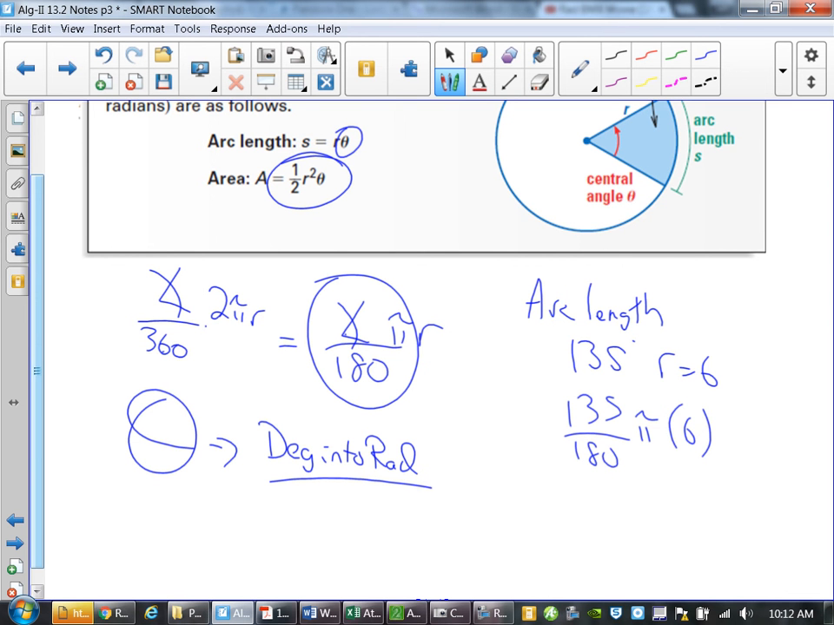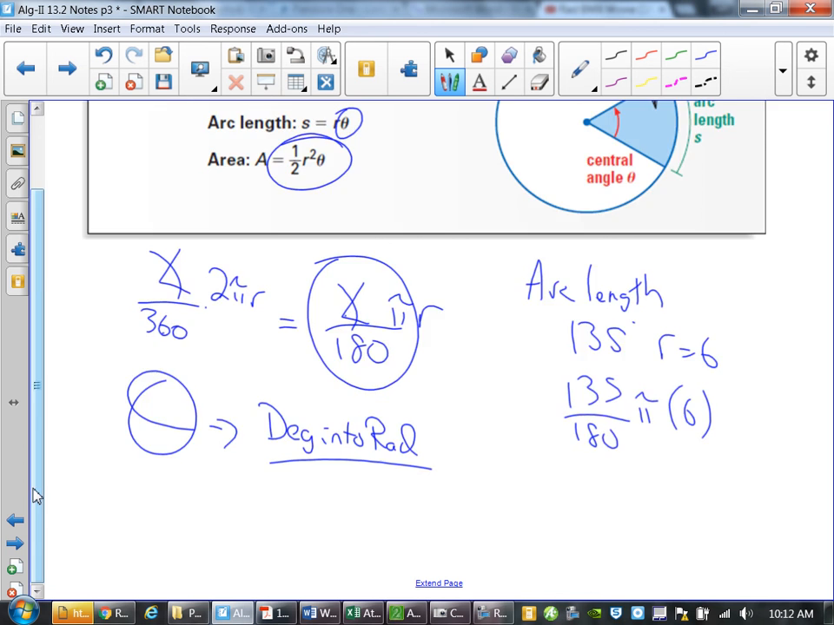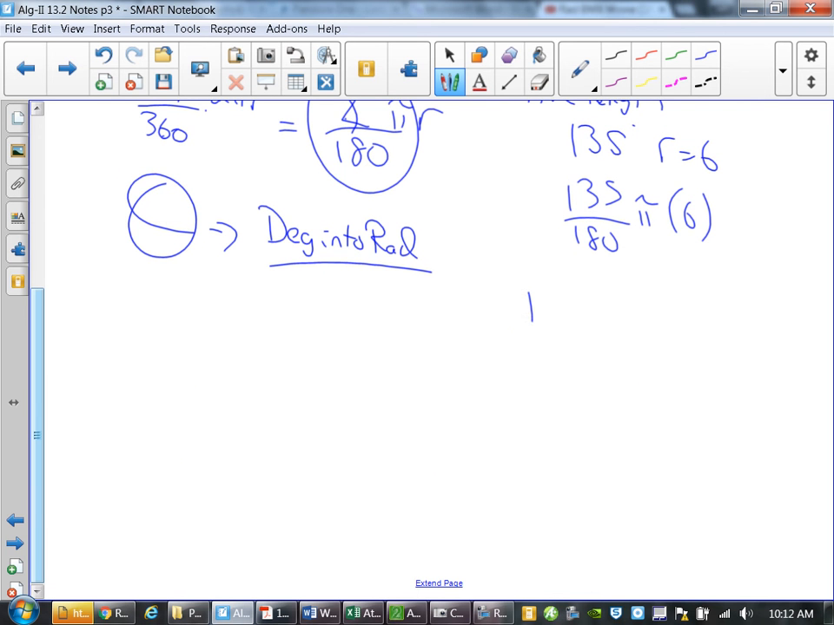If I have the same value and I want to find the area of it, it's 1/2 radius squared times theta. Well, I take my 135 over 180 times a half times 6 squared. Oh, forgot my pi. It's quite literally that fast.